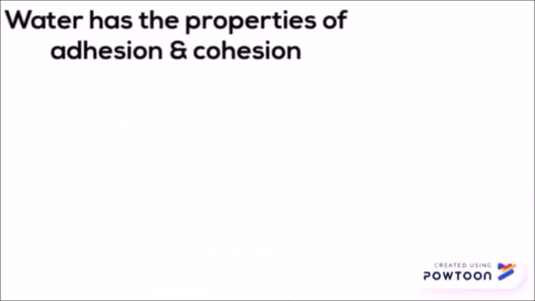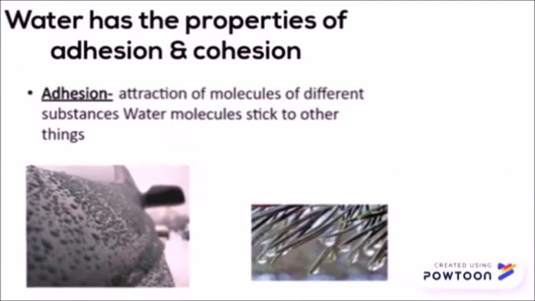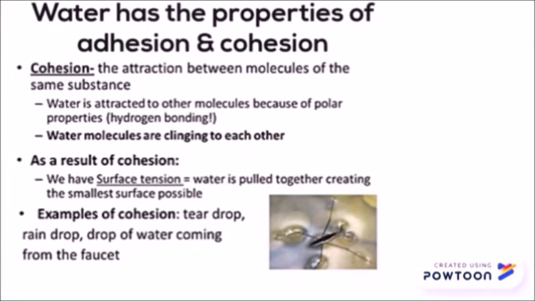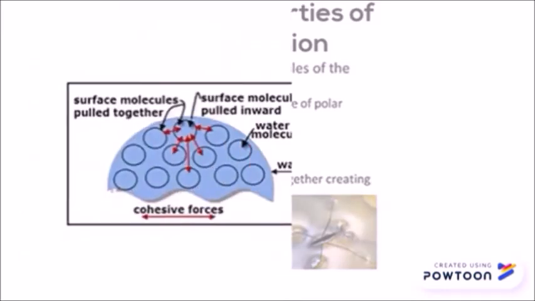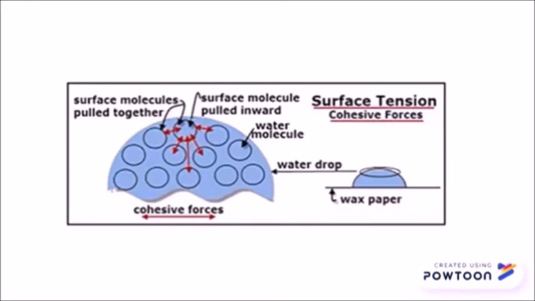Water has the properties of adhesion and cohesion. Adhesion is the attraction of molecules of different substances. For example, water molecules can stick to other things, and this can be seen when water molecules adhere to leaves, forming water droplets. Cohesion is the attraction between molecules of the same substance. It holds hydrogen bonds together to create surface tension on water. Examples of cohesion include a teardrop, raindrop, and a drop of water coming from the faucet. The cohesive forces enable the water drop to form foam around it. Work input is needed to alter this condition, such as in making foams or emulsions.